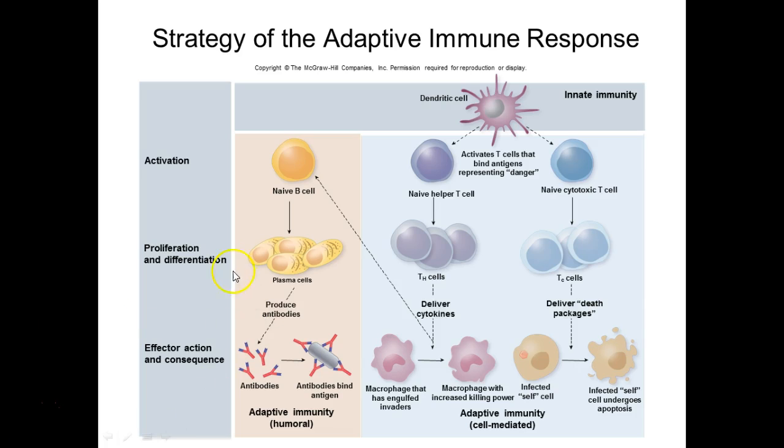So B cells will proliferate and they will differentiate. The ones that actually go out and do stuff are the plasma cells. Plasma cells become really big. Their rough endoplasmic reticulum gets huge because they're going to produce an antibody that they're going to secrete, which is a protein.